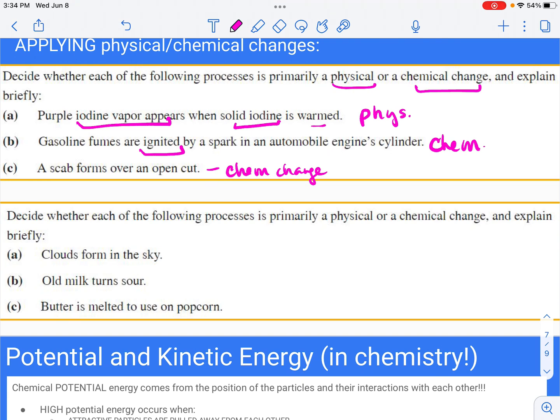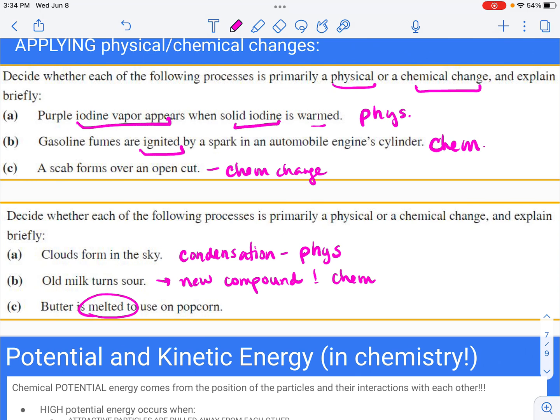So let's look. Clouds forming, this is just condensation. So this is a physical change. And milk turning sour, this is now new compounds. This is the fermentation basically, or the same idea as fermentation of the compounds in your milk. And so this is definitely a chemical change. And butter melting, melting is just a state of matter change. So this is physical. So hopefully you were successful with those.